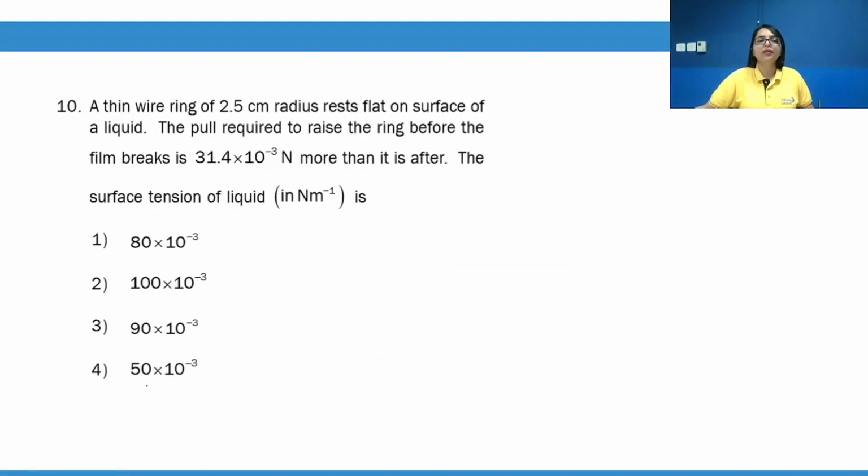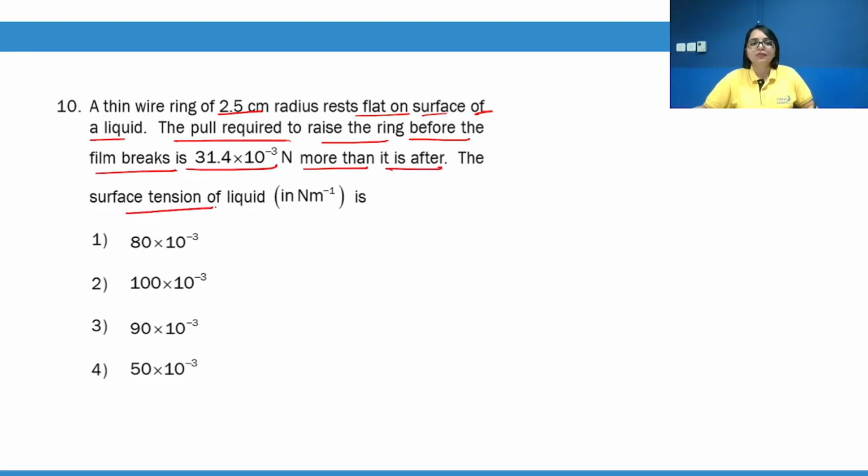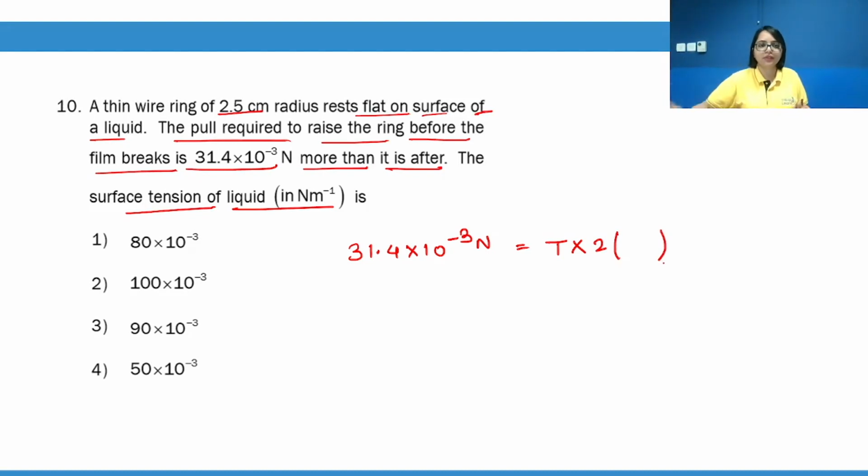Question number 10. A thin wire ring of radius 2.5 centimeter rests flat on surface of a liquid. The pull required to raise the ring before the film breaks is 31.4 into 10 power minus 3 Newton more than it is after. The surface tension of the liquid is. So basically pull required is 31.4 into 10 power minus 3 Newton, right? And this is equal to what? Tension into 2 times the total circumference.